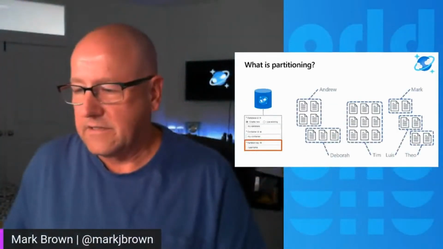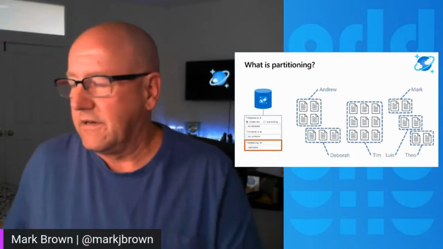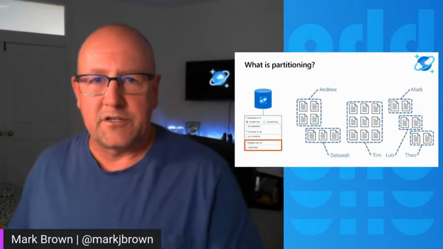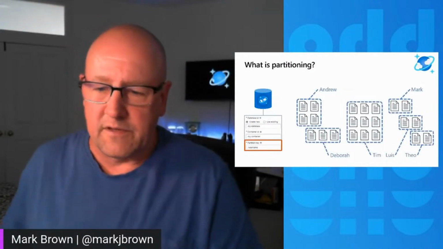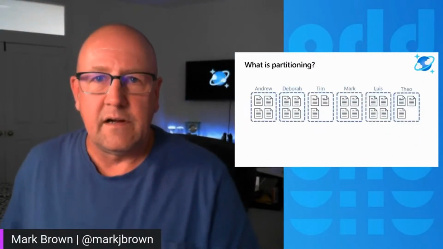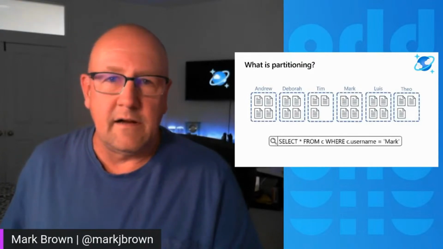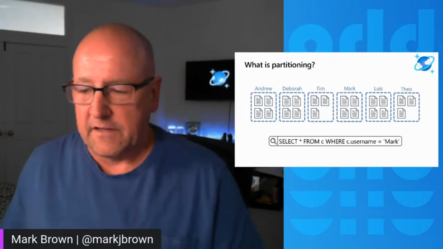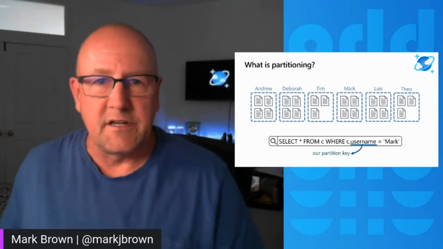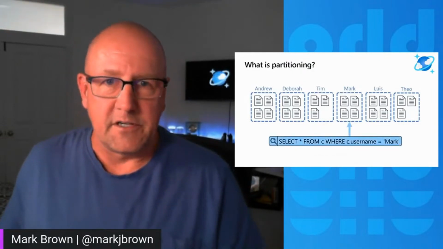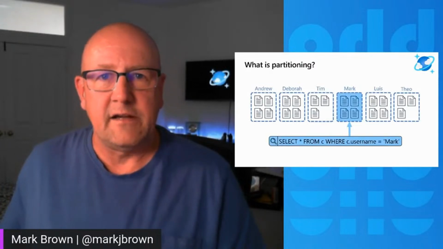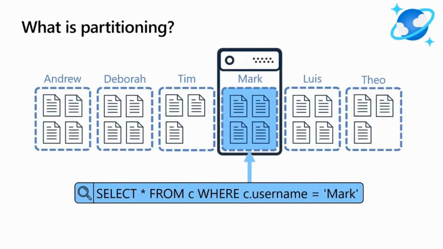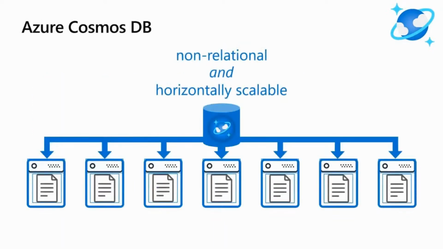Like here, I've got one with a partition key of username. So if I want to write data to my Andrew partition, I include that in there, or the Mark one, or the Tim one. Then on the read path, it's important that I use that partition key when I'm trying to find my data. So here I've got this query, select star where c.username equals Mark, and that's our partition key. When I pass in that value, I know exactly where to go and get the data. And this allows you to write really high performance queries within Cosmos DB.